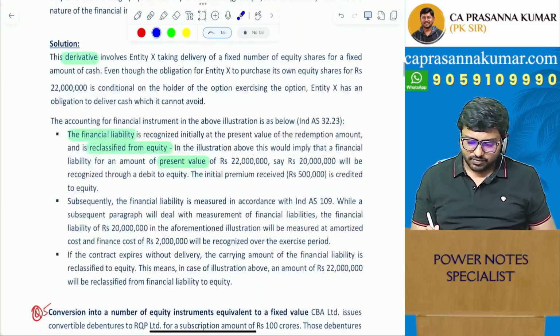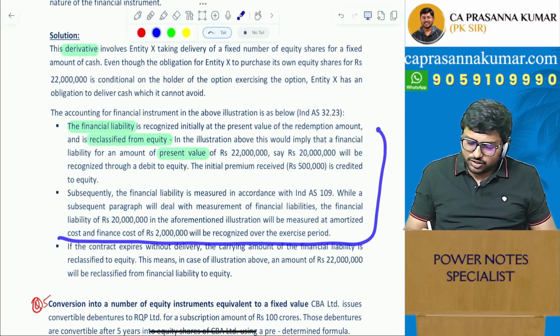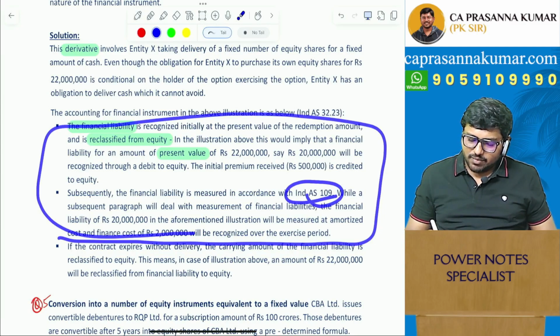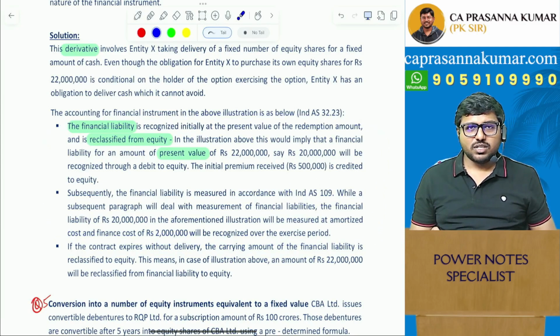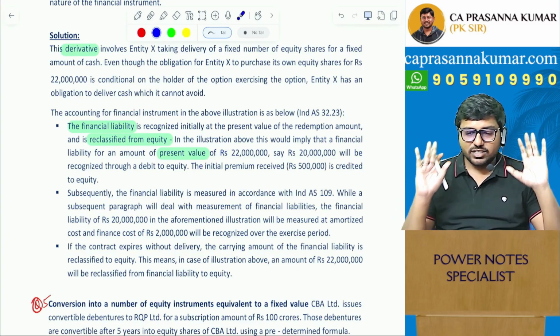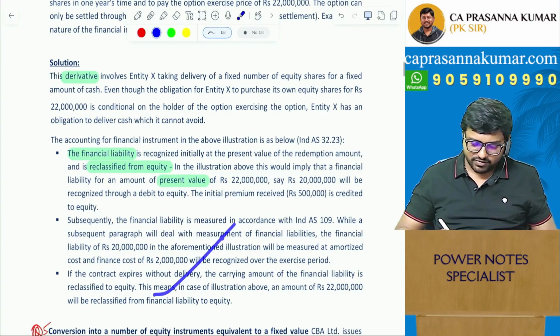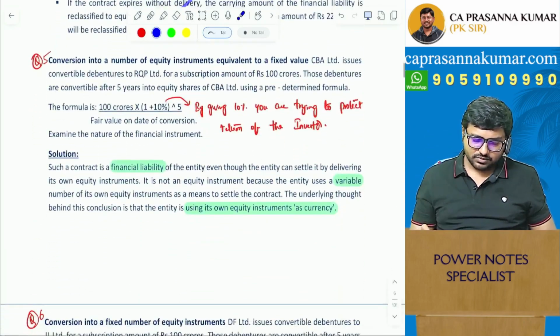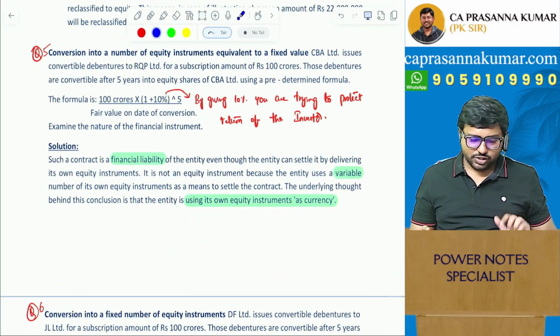Clear? In between, whatever these two paragraphs he has told you, this will come under Ind AS 109, that ACM method and all that stuff. Right now you don't understand, so therefore you can ignore it. Whatever I've explained to you right now, that much is enough. Clear? Is it clear? Right, sure.